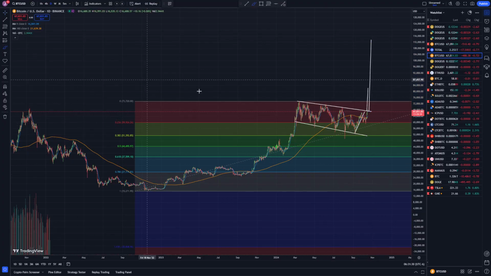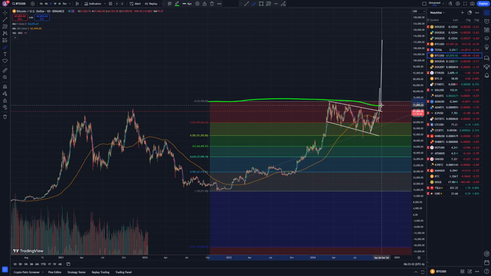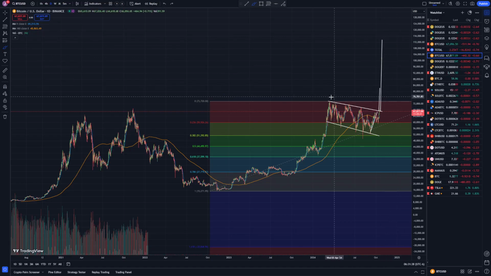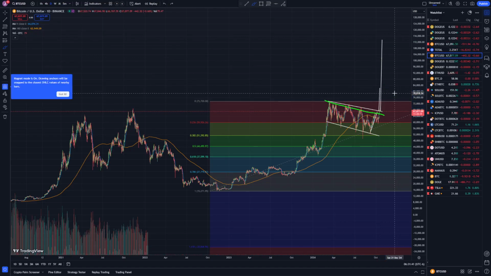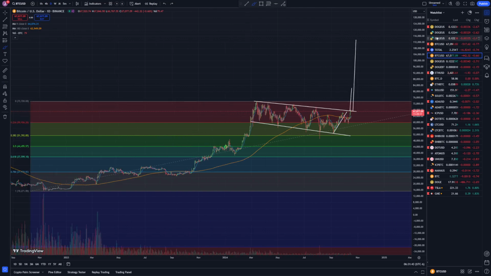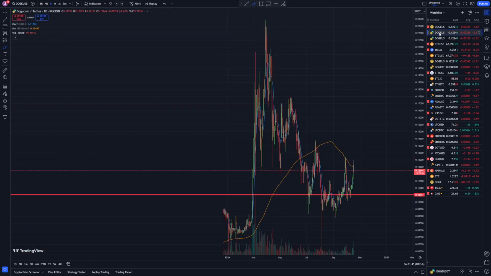If not, then we first have to break out of this Fibonacci retracement box. Then we could start looking at these targets. We also have to break this trend line going to the upside. And like I said, if Bitcoin's doing good, then Dogecoin's probably going to start doing better as well.